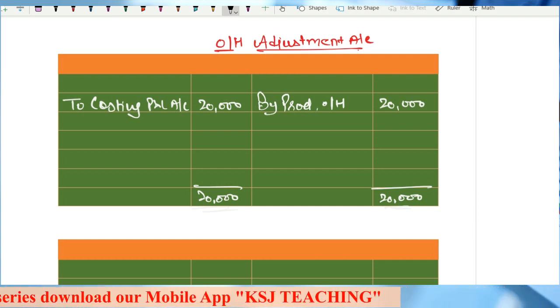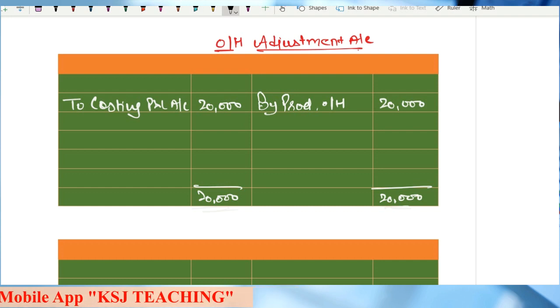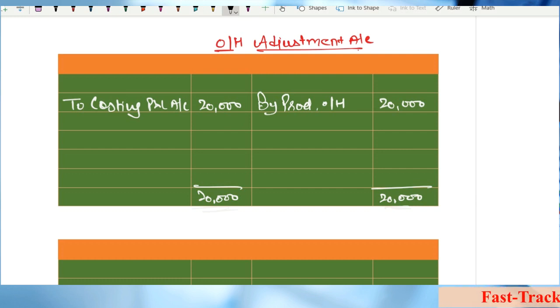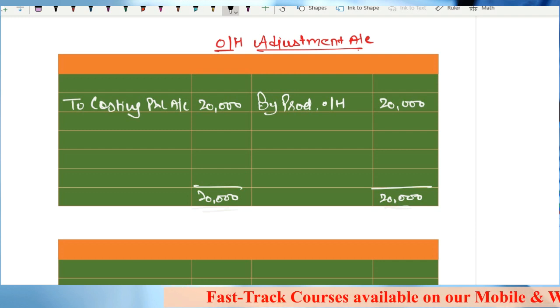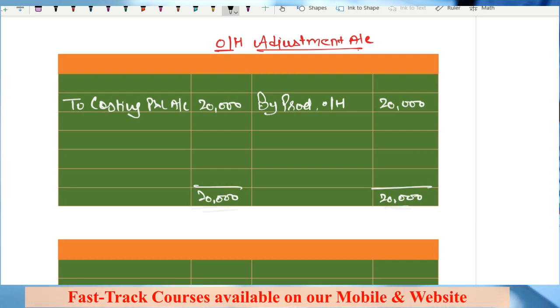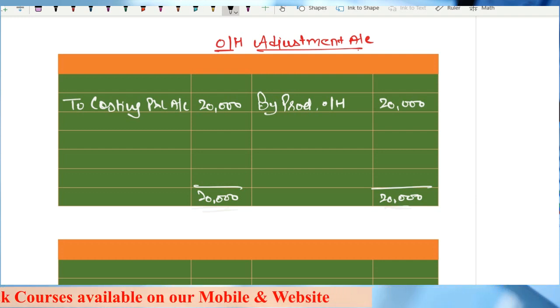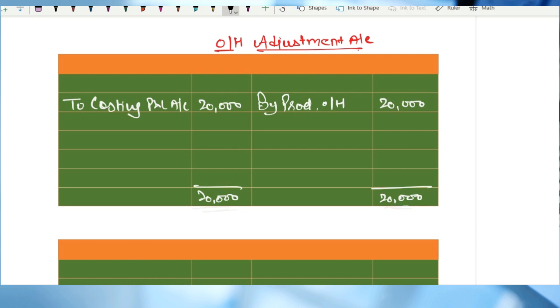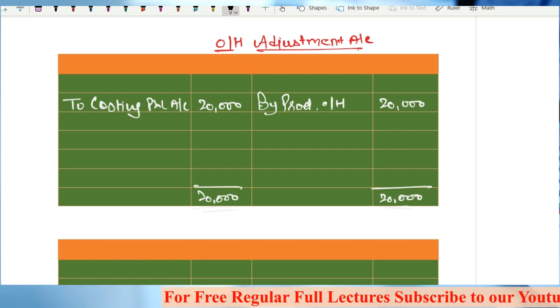Carry forward is done only if you have the opening balance. If you have the opening balance in this overhead control account, only then carry it forward to the next year, because the opening balance shows that you are following this trend of carry forwarding the over and under absorption. If there is no opening balance given, then take it as abnormal, take it to the costing P&L and close the question. That is the best thing. I hope you are able to understand what I am saying.